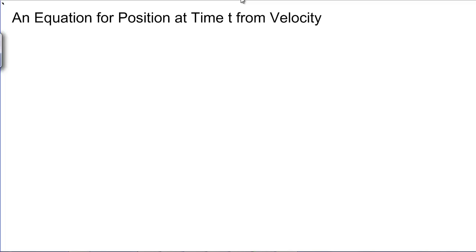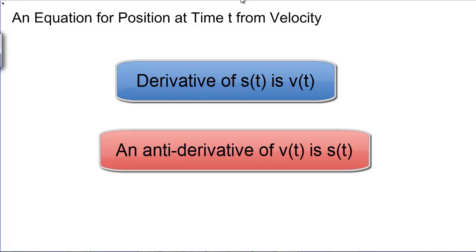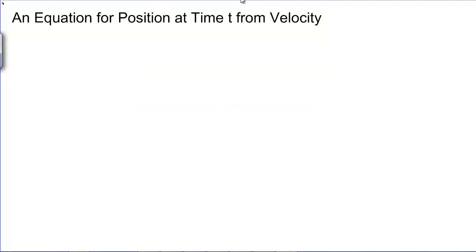You might ask, can we use the fundamental theorem of calculus to write the equation for the position function at time t in terms of the velocity function? And the answer is yes. We already know that the velocity function is the derivative of the position function. So we know that an antiderivative of the velocity function is the position function. The question is, which one?